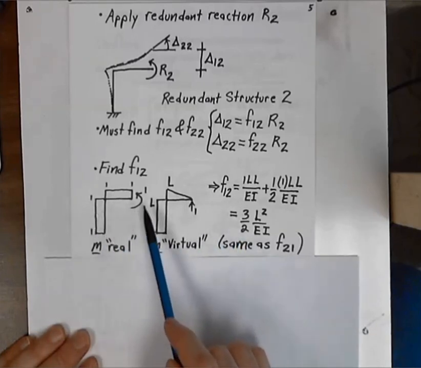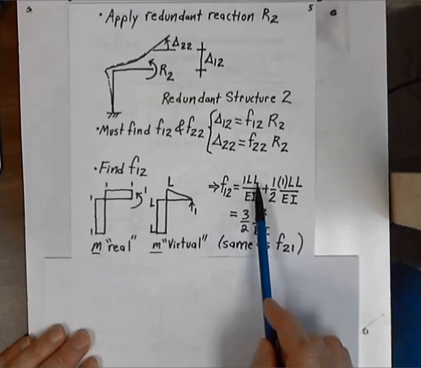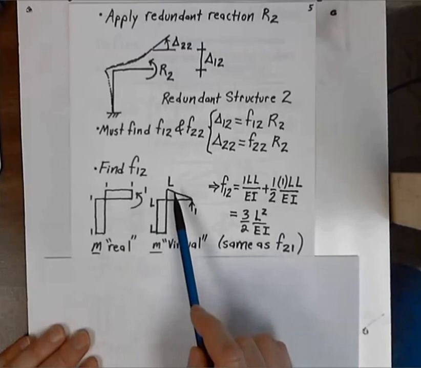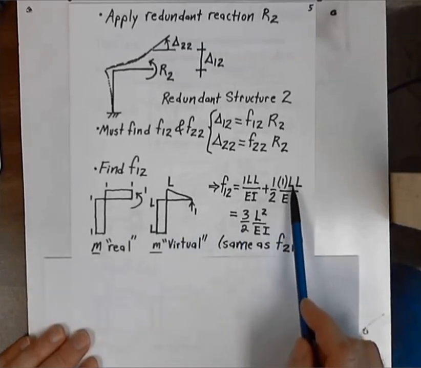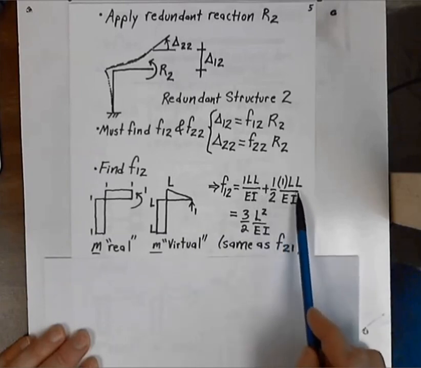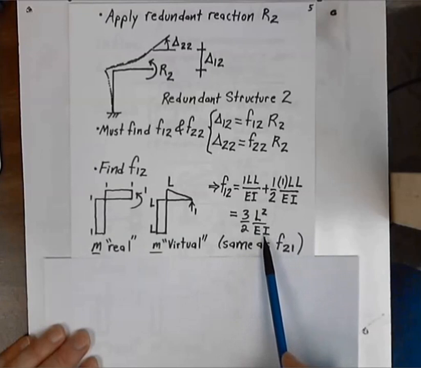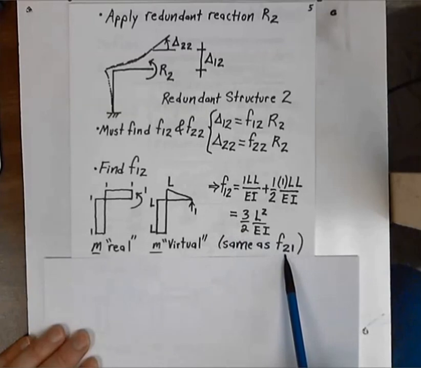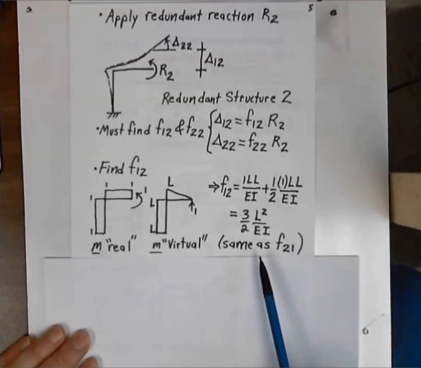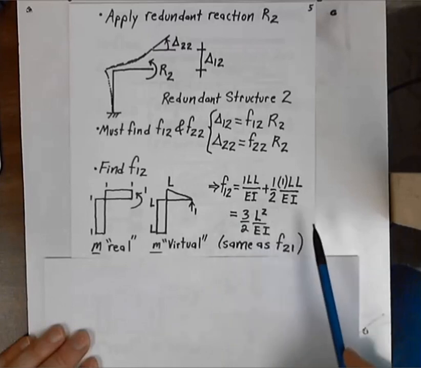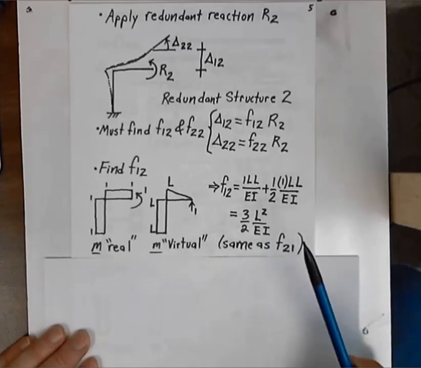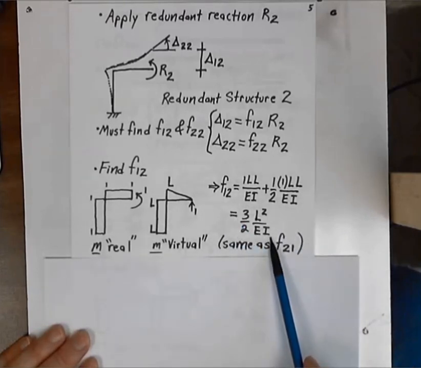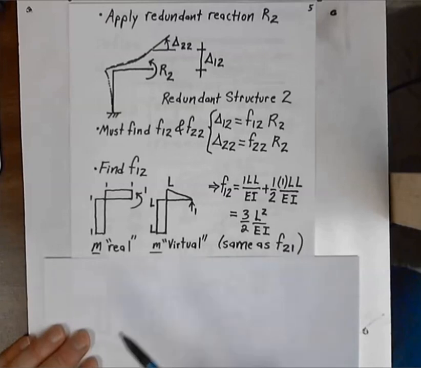And so firstly, we have our two rectangles here. We have 1 times L over EI plus a rectangle and a triangle, which is going to be 1/2 of 1 times L over EI. After doing the algebra, we get 3/2 L squared over EI. Now, if we look back, we can see that this F12 is exactly the same as F21 that we found previously. And this should not be a surprise to us because we know in general that Fij equals Fji. Our flexibility matrix is going to be symmetric. We didn't really have to find this all over again, but this does demonstrate that things are working as they should.